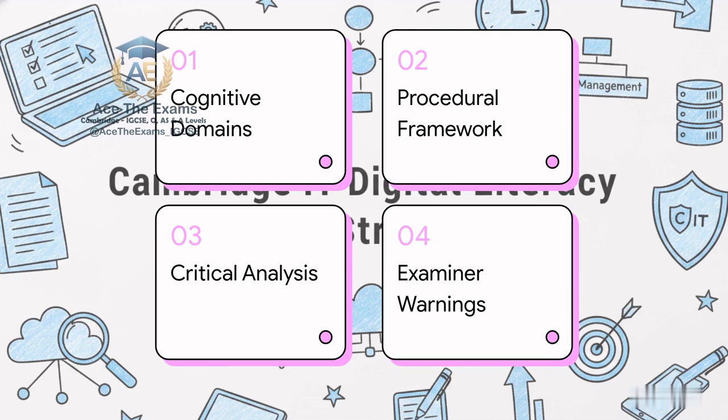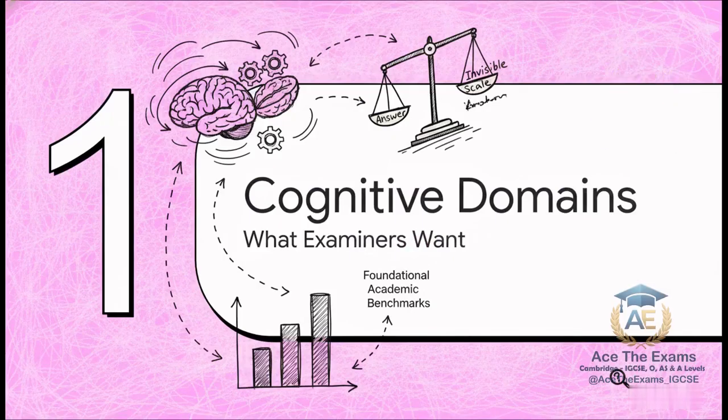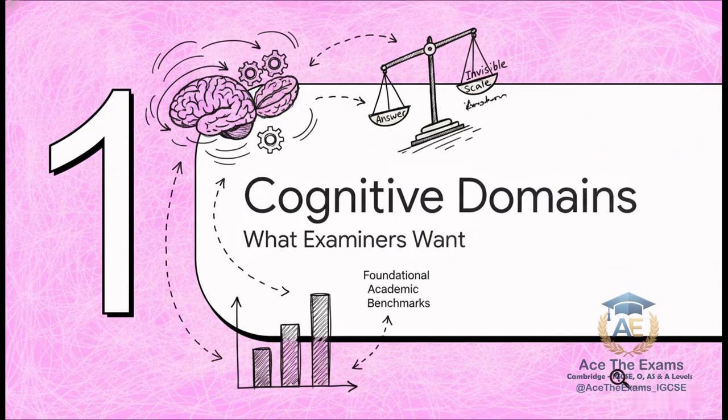We are going to break this down into 4 actionable phases. First, we'll decode the cognitive domains so you understand the underlying psychology of the exam. Second, we will reveal the procedural framework. This is where we introduce the Peel method to fix Alex and Sam's answers. Third, we will run through a critical analysis interactive workshop. And finally, we'll cover the biggest examiner warnings so you don't fall into the most common traps. All right, let's jump straight into phase 1, decoding cognitive domains.